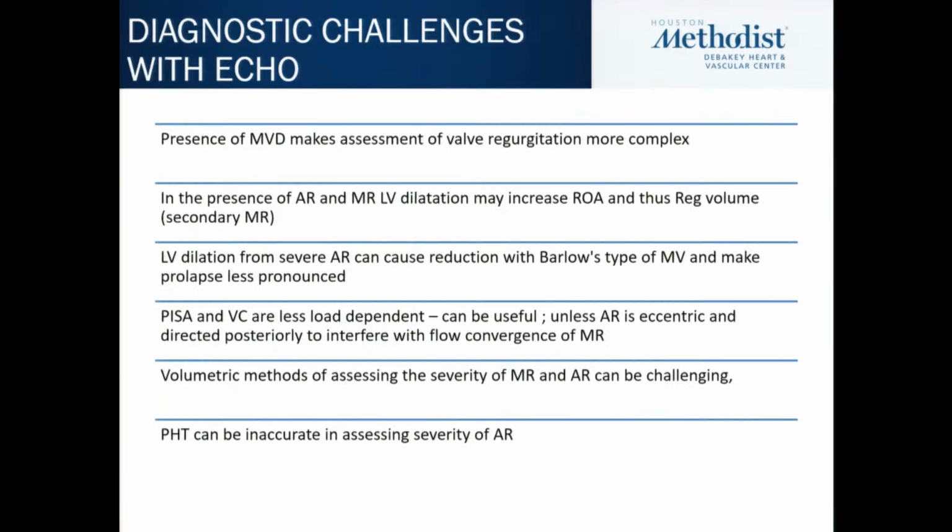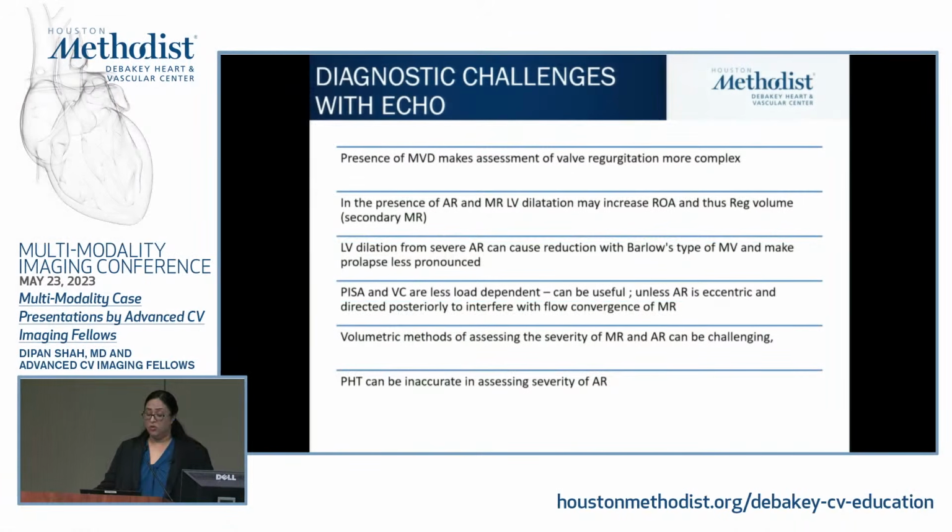What are the other diagnostic challenges with echo in these patients? So assessment is very complex when you have two valve lesions. In the presence of AR and MR, you have more LV dilatation. This can increase your regurgitant orifice area, and so you have worsened or increased regurgitation volume, especially in secondary MR. And in patients with primary MR, because of the annular dilatation, the Barlow's prolapse can appear less pronounced.